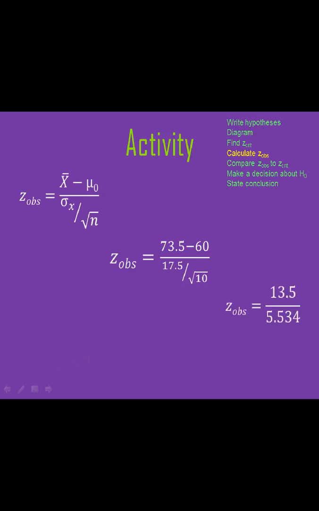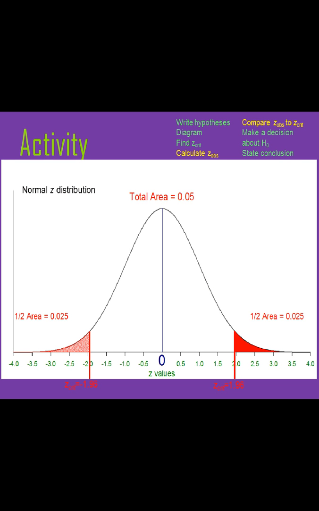Calculating z observed is pretty easy. It's just the difference between our mean and the null hypothesis mean divided by the standard error of the mean. And in this case, our mean is 73.5, null hypothesis is 60. There's the standard error formula. We work it out, and we find 2.439 if I did this correctly. Feel free to let me know if I didn't. So we can update our graph, and we can see where that should go. It's going to be in here somewhere, 2.44.